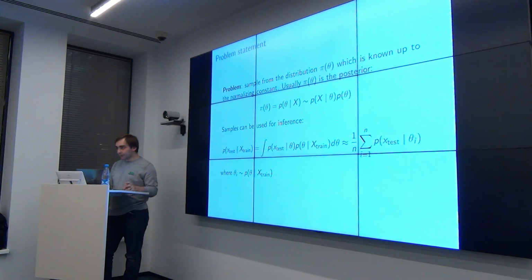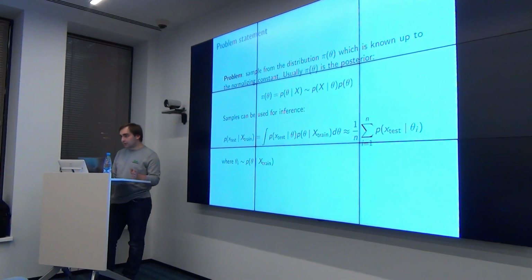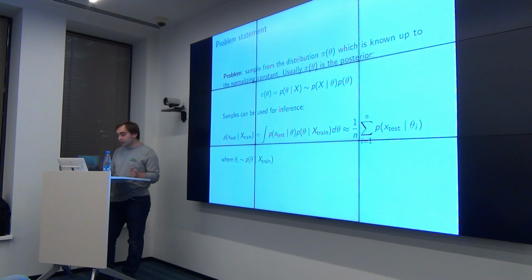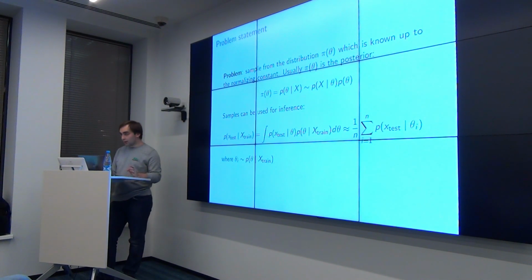Let's state the problem formally. We want to sample from some distribution which is known only up to the normalizing constant. And this distribution is usually the posterior distribution of some probabilistic model. And we need samples from the posterior to compute the predictive distribution to do Bayesian inference. For example, we can estimate the variance of our predictions. And now I will describe how MCMC works, and later how Hamiltonian Monte Carlo works. It's the most popular HMC algorithm.